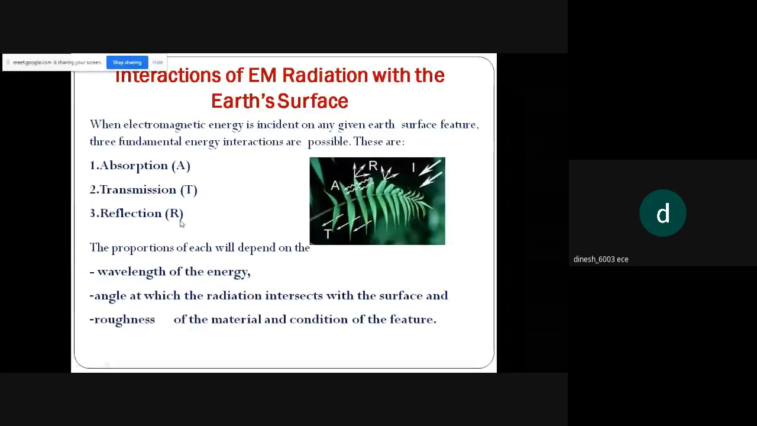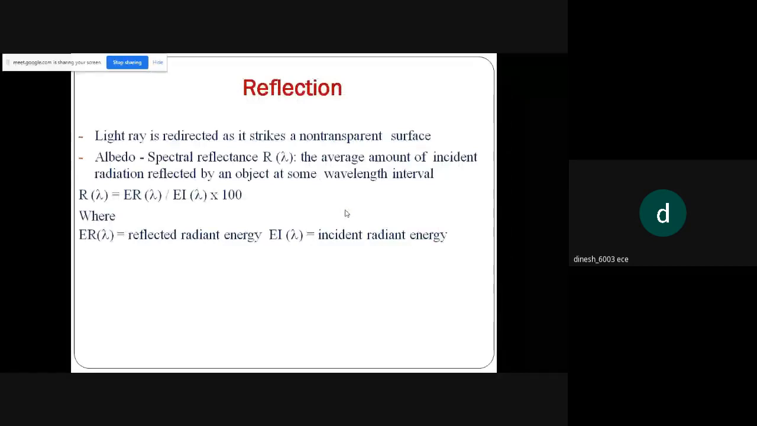So these proportions will depend upon the wavelength of the energy, the angle at which the radiation intersects with the surface, and the roughness of the material and condition of the feature. So here I have given an example of a leaf. Like this, all the materials on the surface will interact with electromagnetic wave radiation, and how it absorbs, transmits and reflects, depending upon that, it could be used for visualization or remote sensing. So reflection. Light ray is redirected as it strikes a non-transparent surface. So this is a non-transparent.